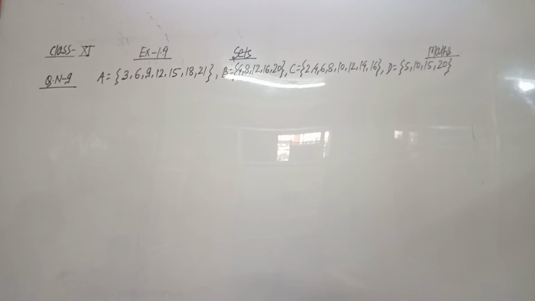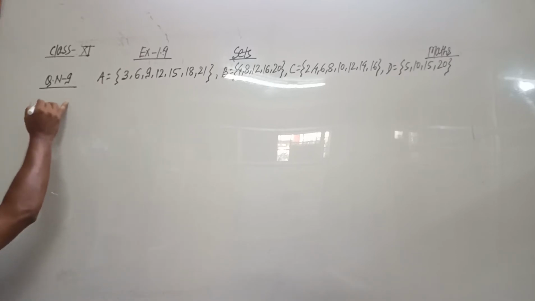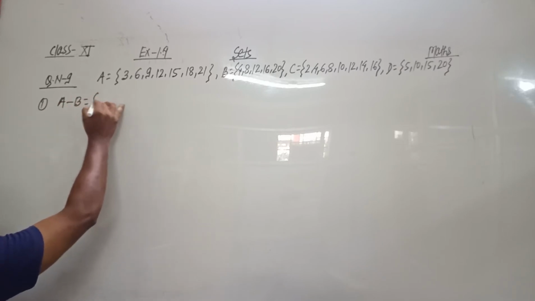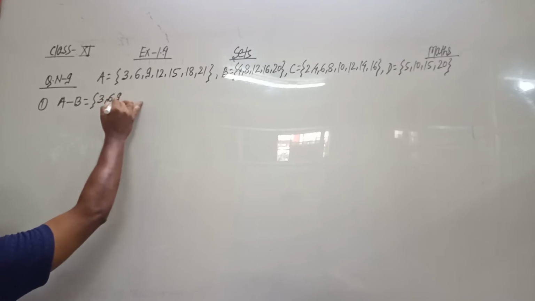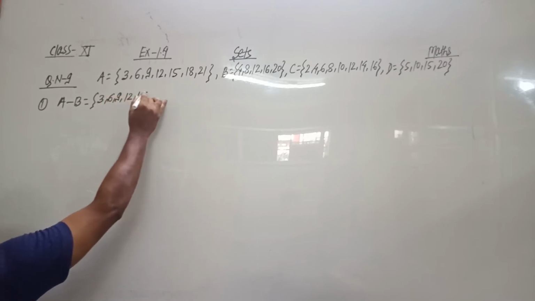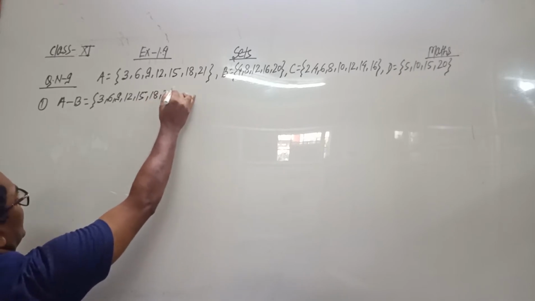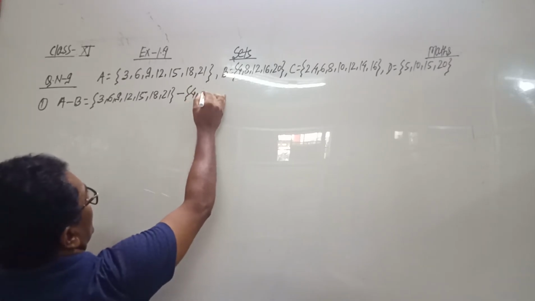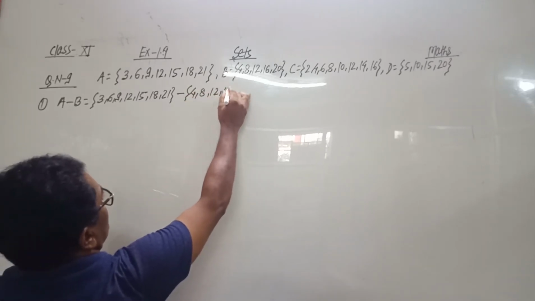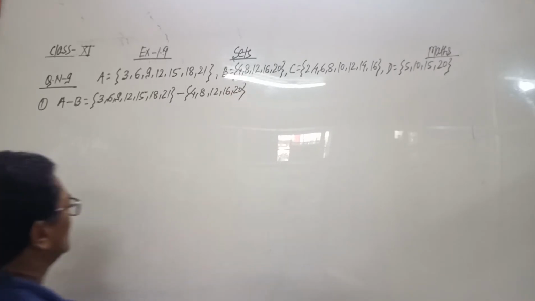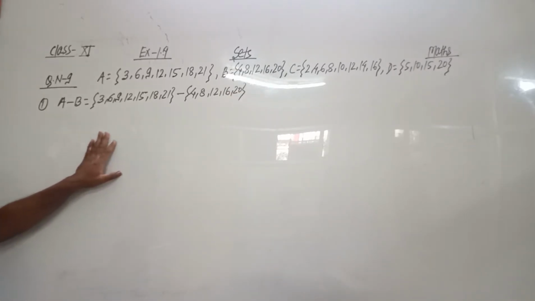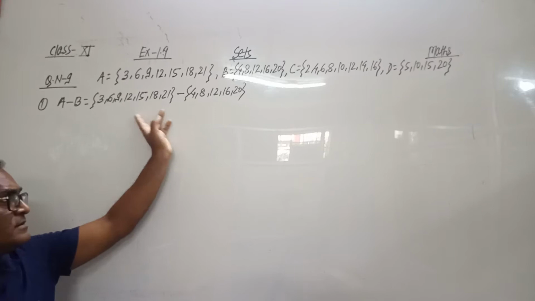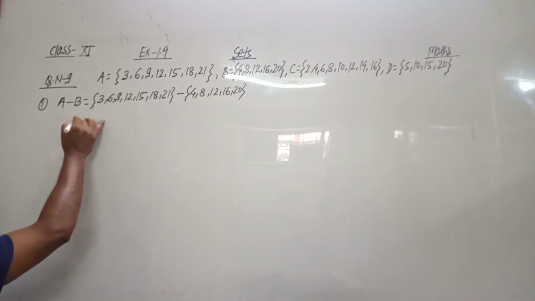We have to calculate the first part: find A minus B. So we write set A: 3, 6, 9, 12, 15, 18, 21, minus set B, which is 4, 8, 12, 16 and 20. We have to write those elements of A which are not in B.